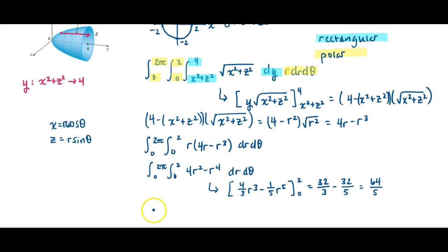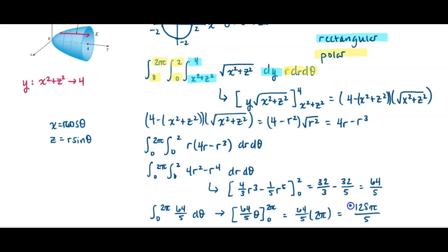And then we've got the integral from 0 to 2 pi of 64/5 with respect to theta, which is 64/5 theta, going from 0 to 2 pi, which is just 64/5 times 2 pi, which is 128 pi over 5.